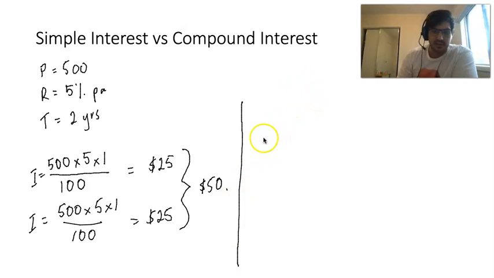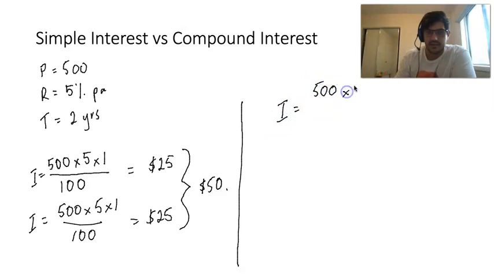We're going to do the same version. We're going to use exactly the same details. So the principal is $500. The rate is 5% per annum, and the time is 2 years. It's calculated once a year for 2 years. So compound interest starts off exactly the same. The interest amount that we're going to earn is equal to 500 times 5 times 1 divided by 100, which we know gives us $25.